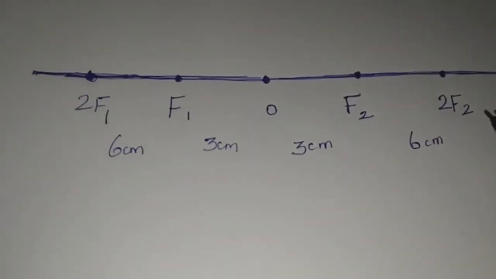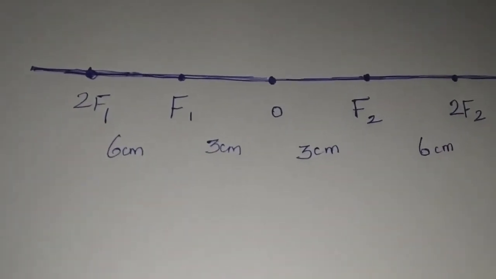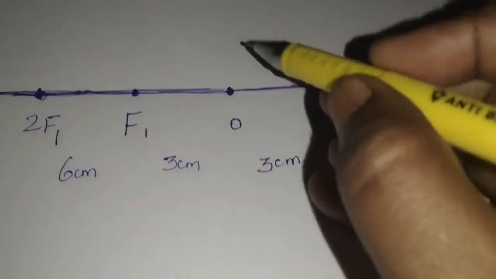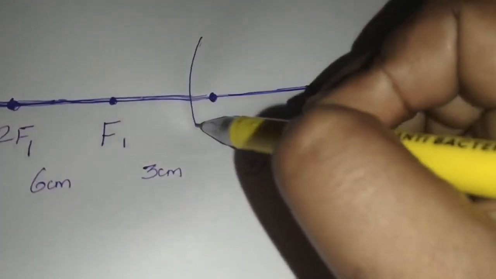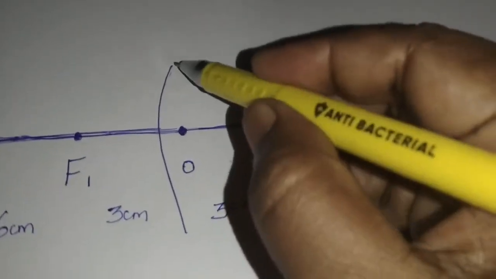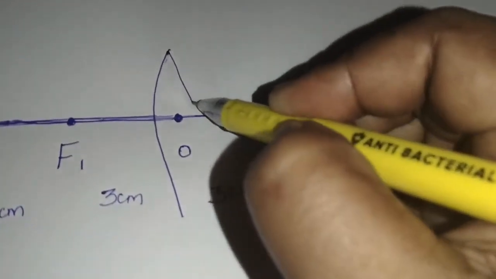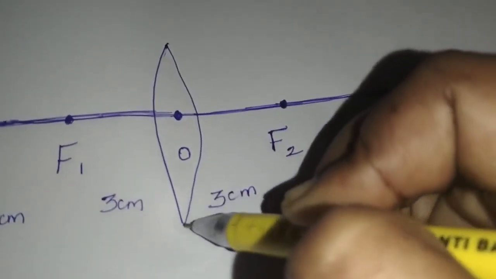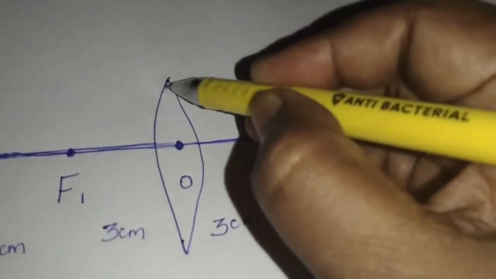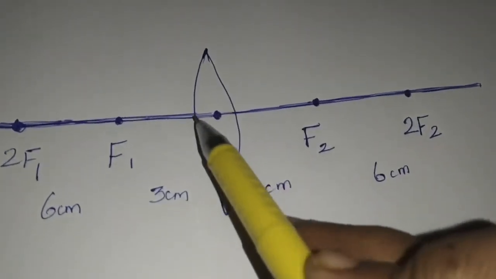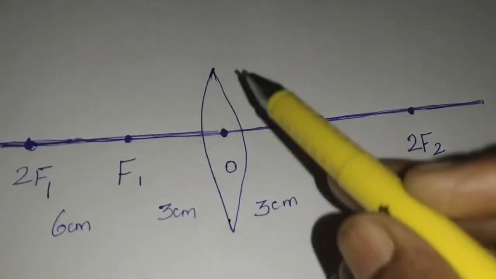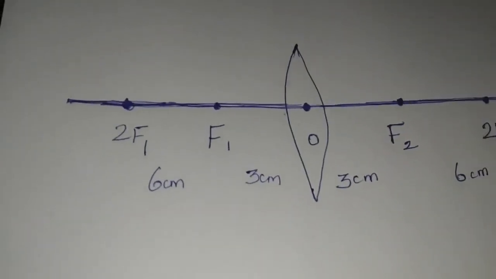Now draw the convex lens at the optic center. So here we are going to draw the convex lens. Make it thin, don't draw a thick lens. So this is a convex lens. We know that a convex lens is thick at the middle and thin at the edge.